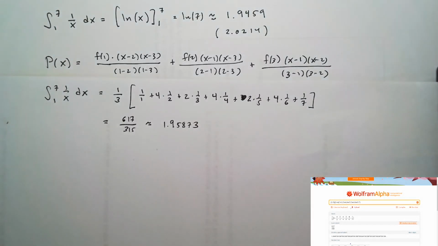As we increase n, the number of intervals in our partition, we should get an even better answer. One requirement of Simpson's rule is that we have an even number of intervals in our partition.